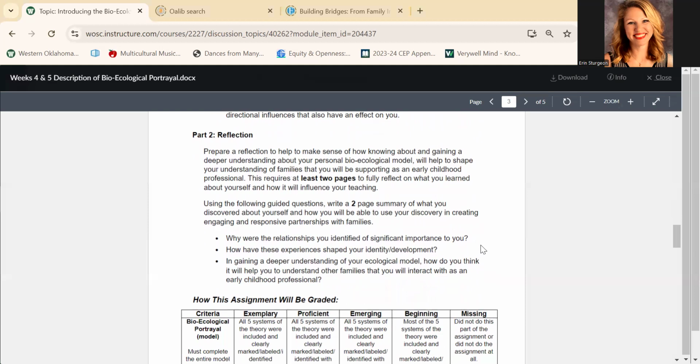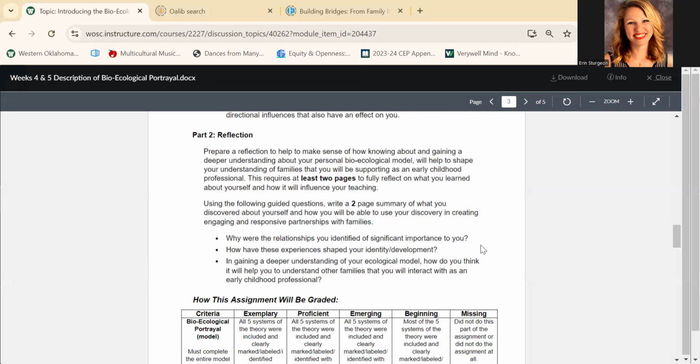That is Times New Roman 12 points, so not small font, and double spaced. You're going to reflect on what you learned about yourself and how it will influence your teaching. You can use the following guided questions to write a 2-page summary of what you discovered about yourself, and how you will be able to use your discovery in creating engaging and responsive partnerships with families.